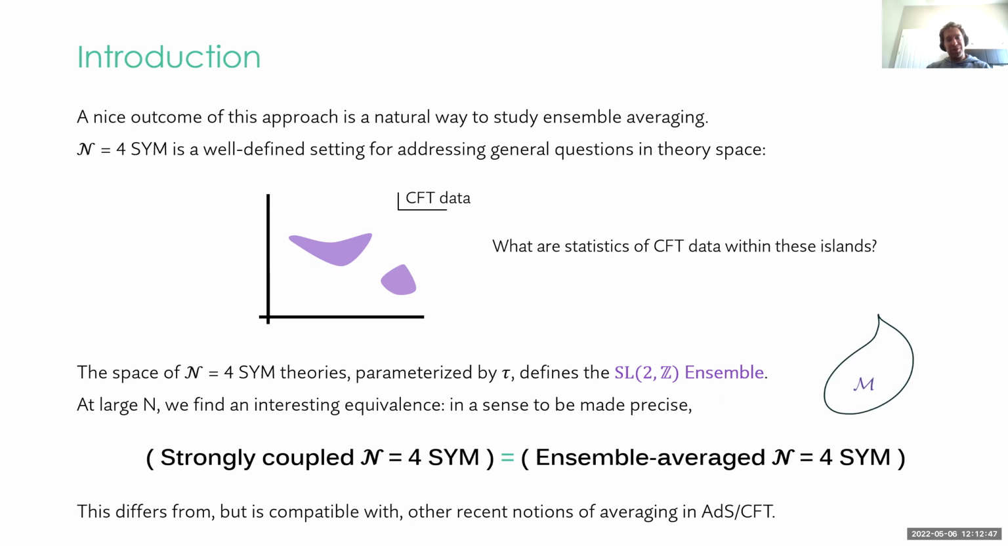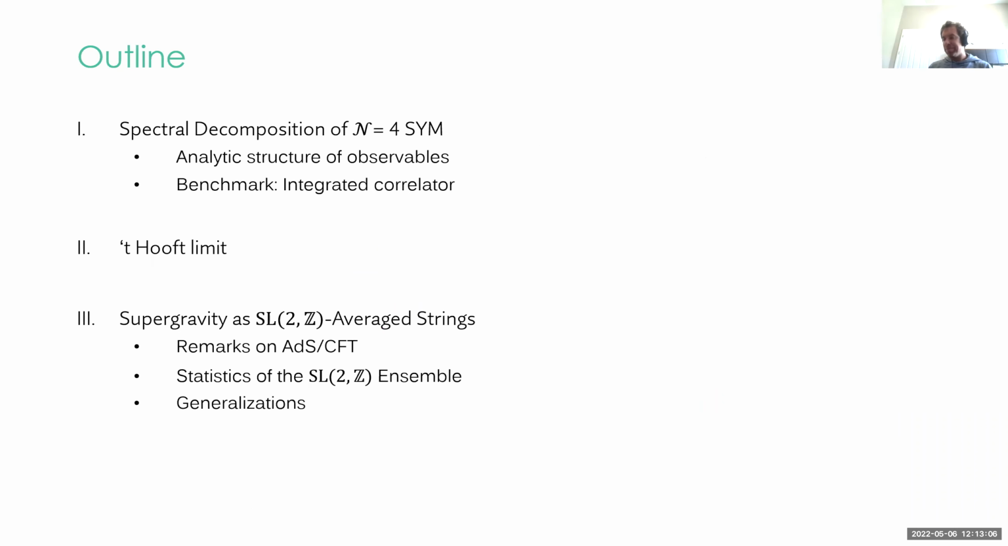And so what this means is different than some other notions of averaging that have appeared in the context of AdS/CFT. The benefit is that it can be derived, and it has some similarities spiritually with these other ideas. And so, of course, I will talk about this at further length later. Okay, so that's where we're going.